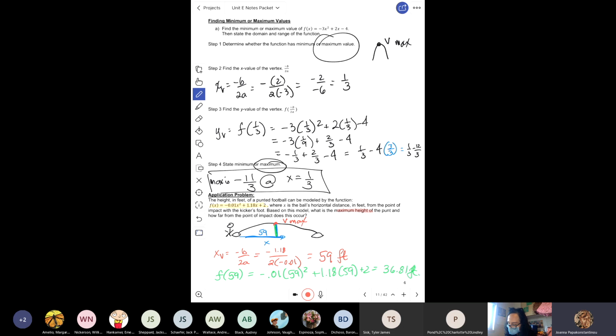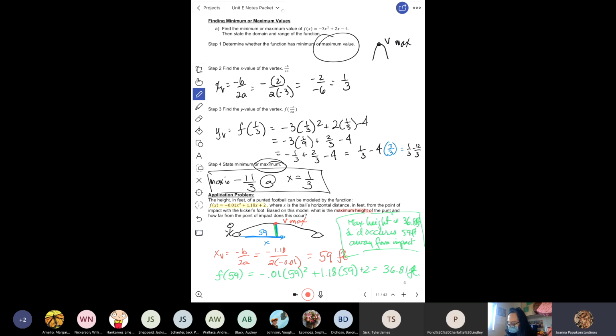So the maximum height is 36.81 feet, and it occurs 59 feet away from impact. Does that make sense? Yes?